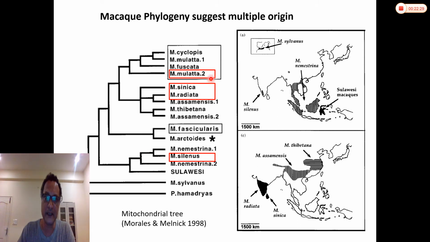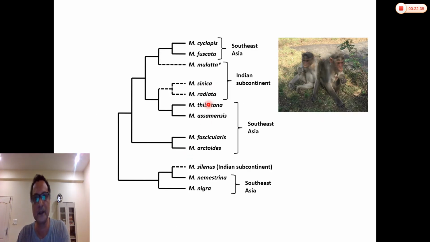The species found in India, mulatta, radiata, and silenus, the rhesus macaque, bonnet macaque, and lion-tailed macaque, do not branch together. So they are not monophyletic, right? They are all over the phylogeny. So there have been at least 3 dispersal events into India.